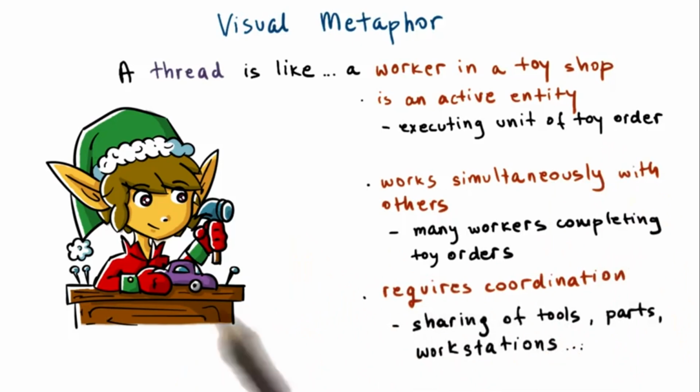And finally, while the workers can work simultaneously, this comes with some restrictions. Workers must coordinate their efforts in order to operate efficiently. For instance, workers may have to share tools, they may have to share some working areas, their workstations, or even parts while they're in the process of making toys and executing the toy orders.